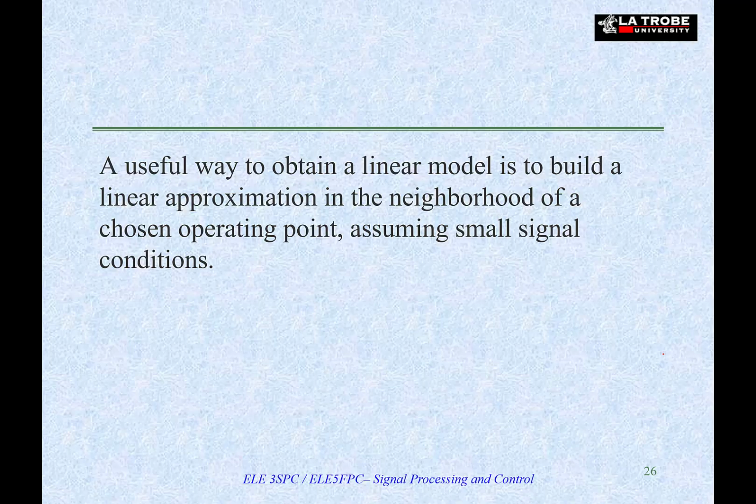So we know that with these nice properties of a linear system, we can study the system in a much better way. So now the question is, how can we build a linear model, or how can we perform linear approximation to obtain a linear model of a nonlinear system? There is a condition attached here. And the condition is we can only build a linear model of a nonlinear system by way of linear approximation in the neighborhood of a chosen operating point and assuming a small signal condition.